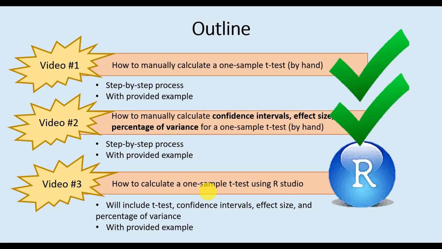So yeah, this video is a little bit shorter, but it just shows you how to manually calculate the confidence intervals, effect size, and percentage of variance for a one sample t-test. In the next video, video number 3, I'll show you how to do it in RStudio, pretty much using the same example and data set.